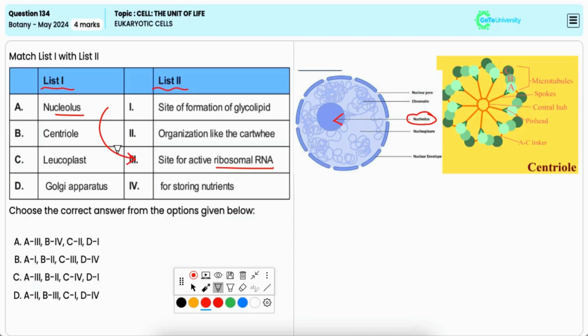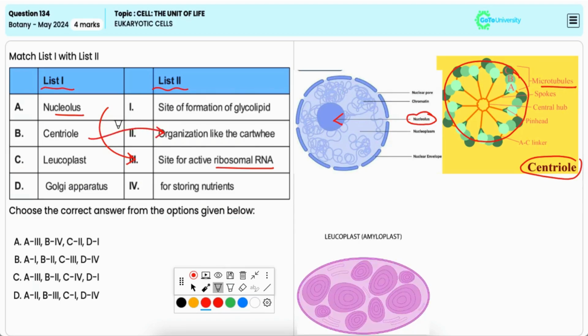In animal cells, the centrosome contains two centrioles arranged perpendicular to each other, and each centriole has a cartwheel-like structure composed of microtubules arranged in a 9 plus 0 triplet configuration. Thus, B matches with 2. Now, leucoplasts are the colorless plastids of varied shapes and sizes with stored nutrients. The C matches with 4.